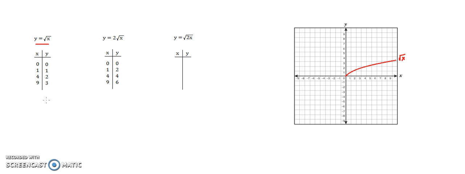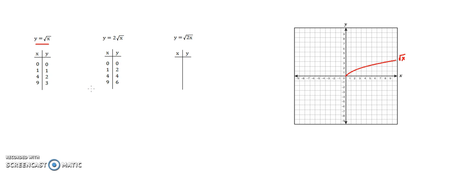So looking at our original chart and our new chart, we kept the x values the same. What happened to the y values? Well, we did our function and we multiplied by 2, so it should be pretty easy to see that our y values here are all multiplying by 2. All of our y values doubled.